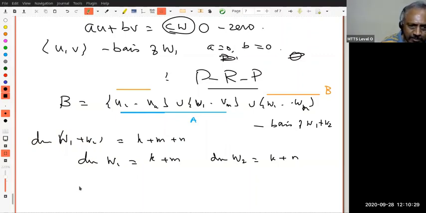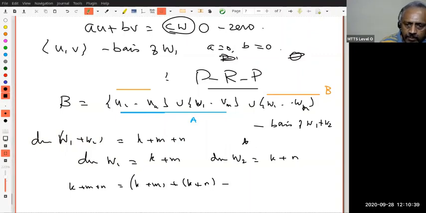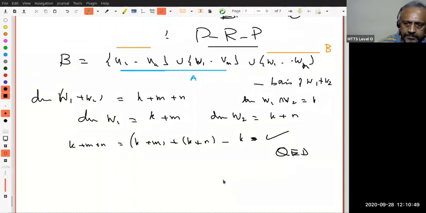Therefore, the dimension of W1 plus W2, which is K plus M plus N, equals K plus M plus K plus N minus the dimension of W1 intersection W2, that is K. Okay, this is correct. So we have proved the result.